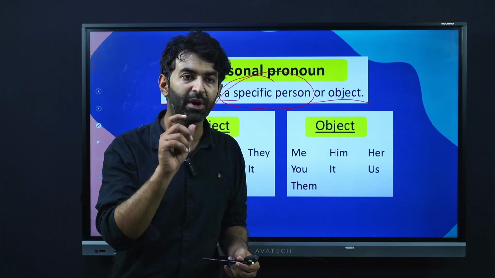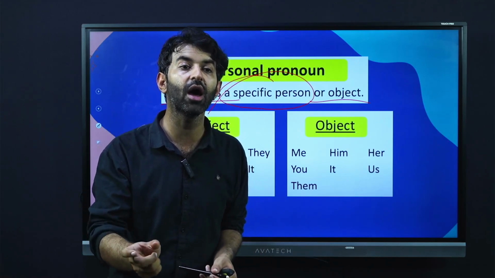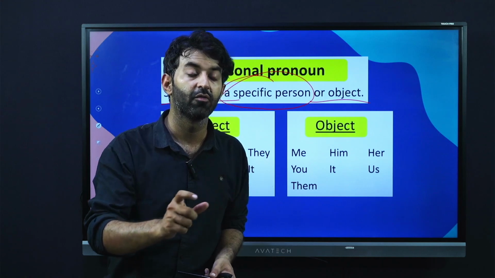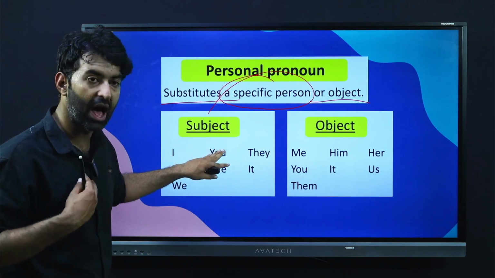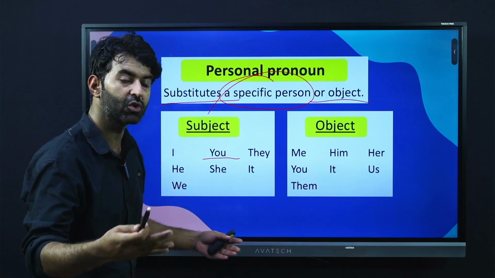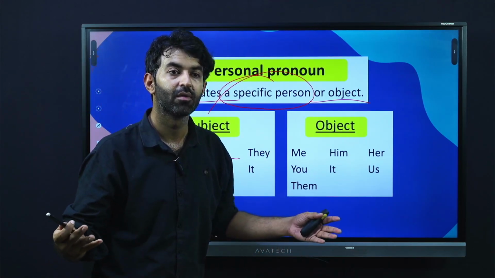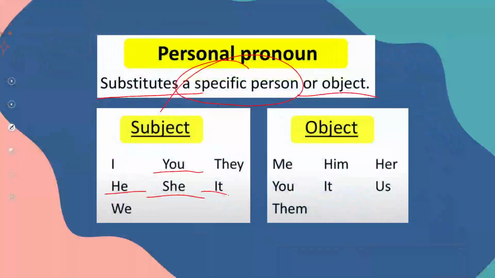Subject is the person, it could be a thing, it could be anything that we are referring to, which we are giving information about. So that is a subject. I, you, they is used for more than one person, right? He, she, it, we, all these are your personal pronouns.